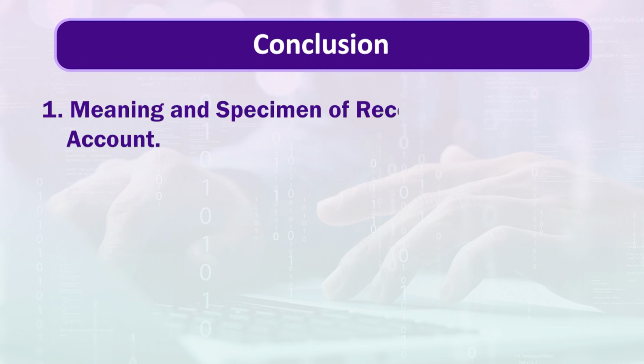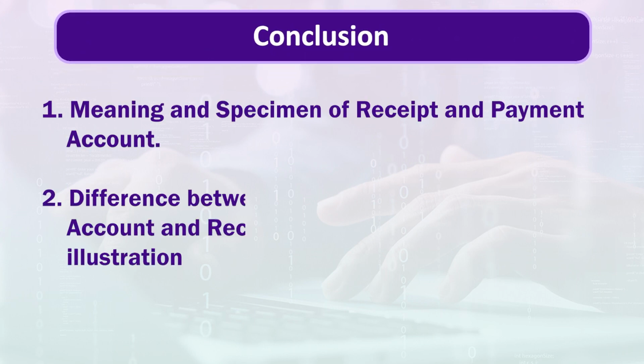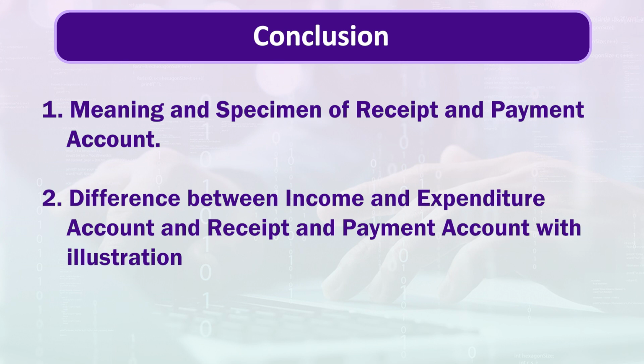Friends, in this part 3, we have studied about 1. Meaning and specimen of receipt and payment account, 2. Difference between income and expenditure account and receipt and payment account with illustration. In part 4 of accounting for non-trading concerns, we will study about preparation of annual account from given different situations.